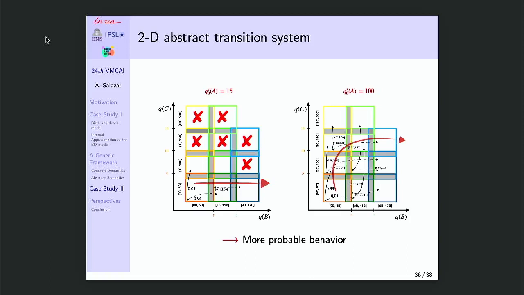Okay? So what you obtain is a 2D abstraction system like this, where on the x-axis you have the quantity of B, and now on the y-axis you have the quantity of C, and each rectangle represents an abstract state. And so each abstract state, so the intervals along each dimension, are allowed to overlap. You can transition from one abstract state to another, given some interval of probabilities that we can compute using the proposition we defined at the beginning of the presentation.